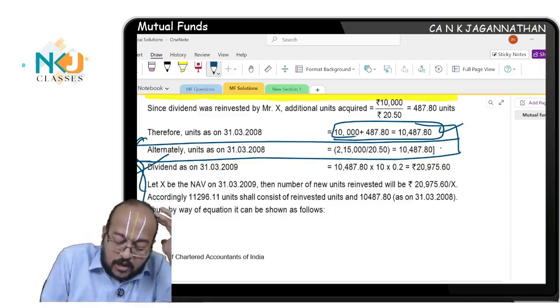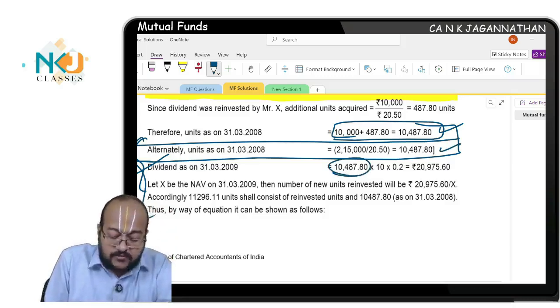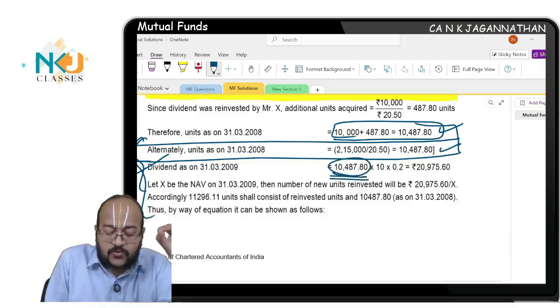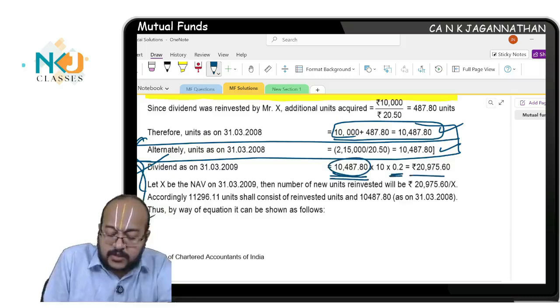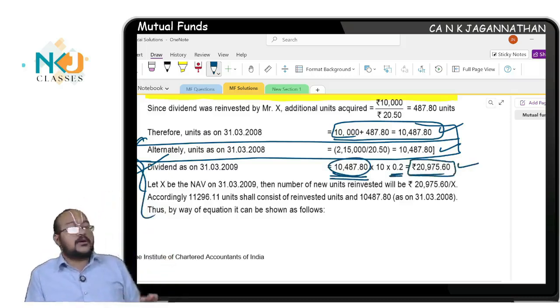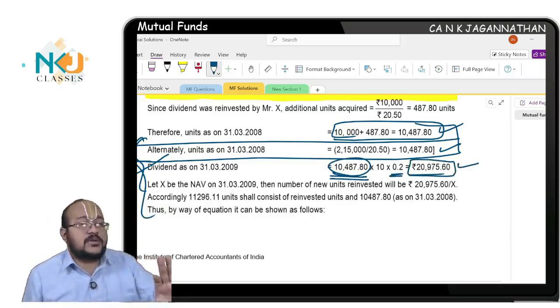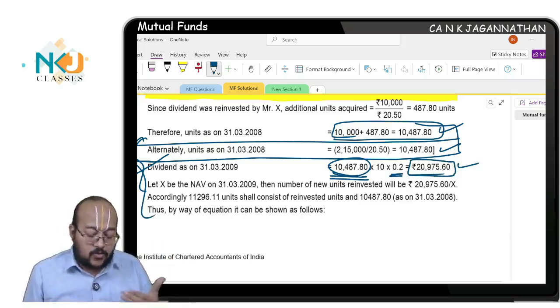But here, we have reinvested the dividend earlier, so the number of units changes, no? Very simple. Number of units outstanding, 10,487.8 into 10 into 20%. How much is that? 20,975.6. This is the dividend amount received at the end of the second year. Are you all understanding?